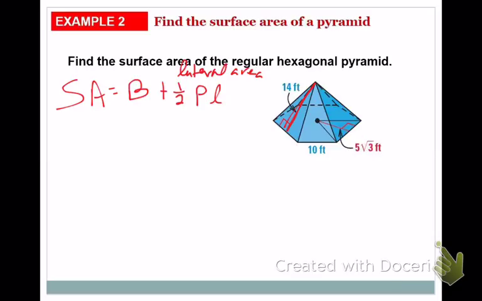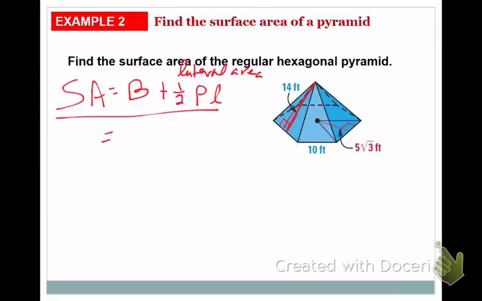That's a little bit about why we're doing what we're doing. If that doesn't make a ton of sense, come in and see me, and I'll try to explain it a little bit better than that. But this is your surface area formula. Bottom line is find the area of the base, find the perimeter of the base, and make sure that you can find the slant height of the pyramid, which is the height of one of those triangle sides. Okay?